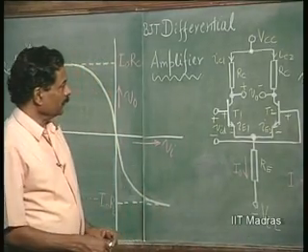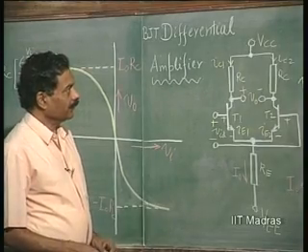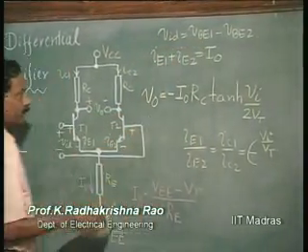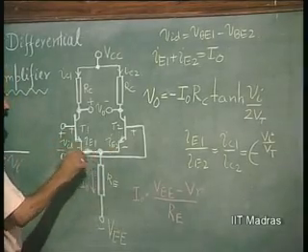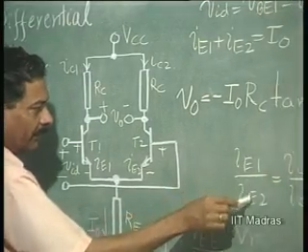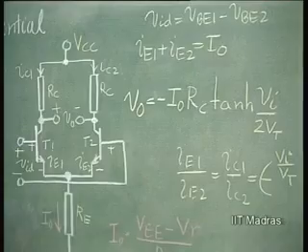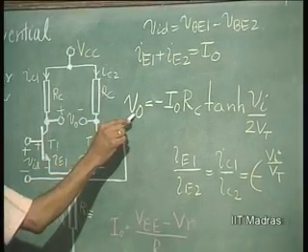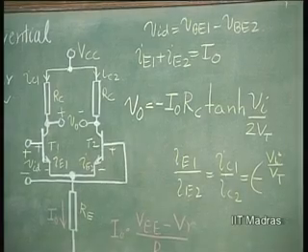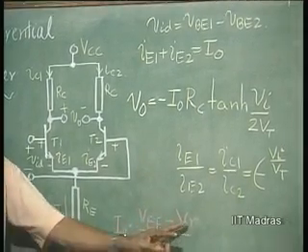Continuing our discussion about the differential amplifier, we saw in yesterday's lecture how VID is VBE1 minus VBE2, and IE1 plus IE2 is I0 at all times. Then we saw that the IE1 by IE2 ratio is exponent VI by VT, from which we derived V0 as equal to minus I0 RC tanh VI by 2 VT, I0 being equal to VE minus V gamma by RE.